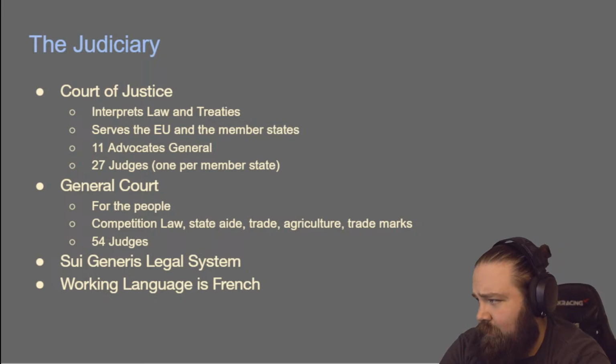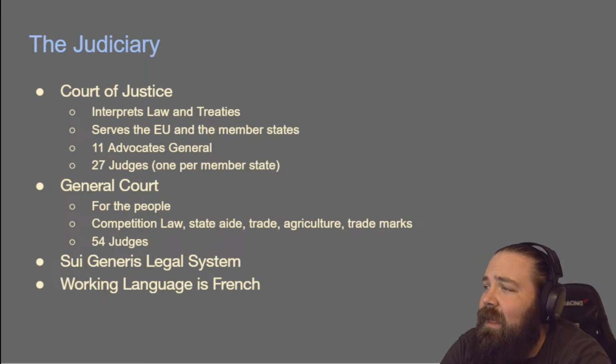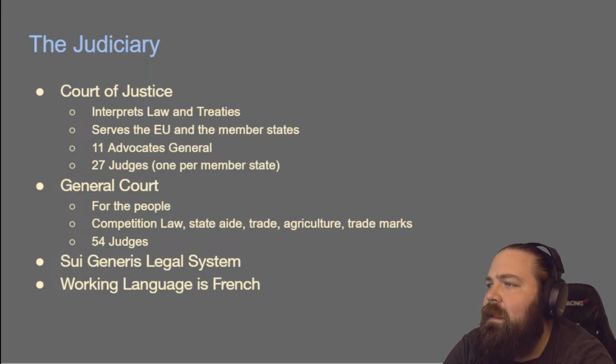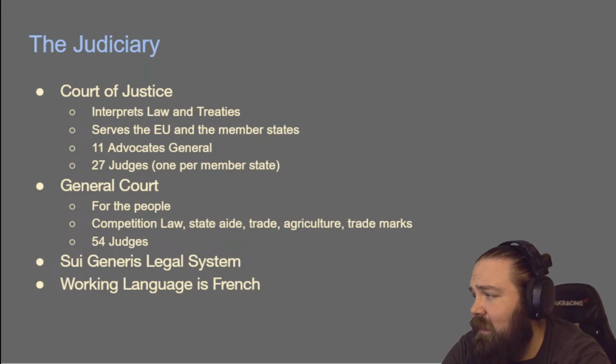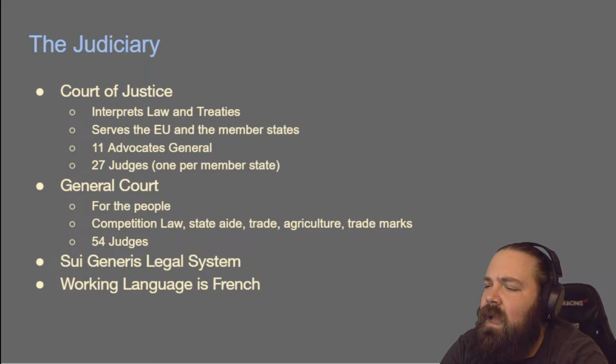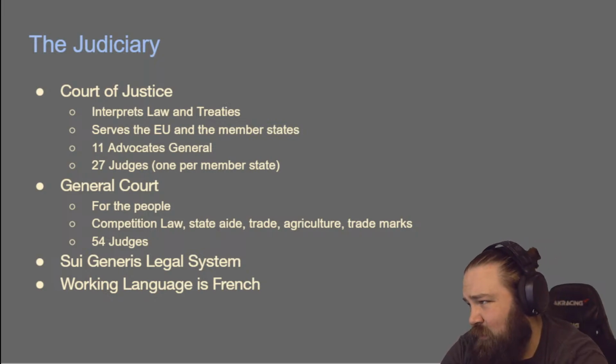The other side of the court is the General Court. This one represents the people within the system. They deal really heavily with competition law, right? Kind of protecting competition between people, how states receive their money, how trade carries out, agriculture, trademarks, etc. They're almost more of a business court. They're fitting the role of the court that deals more with the people and represents how the people interface with the government. The Court of Justice is more how the member states interface with the EU. The General Court's more how individuals interface with the EU, if that makes sense.